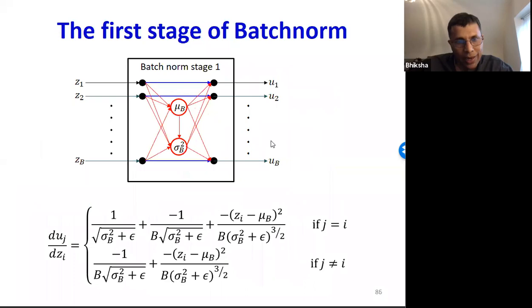Now, writing both cases together, here is the formula we get. The derivative of any uj with respect to any Zi is given by this formula here. When j equals i, it has 3 terms. When j is not equal to i, it has only these last 2 terms, right?